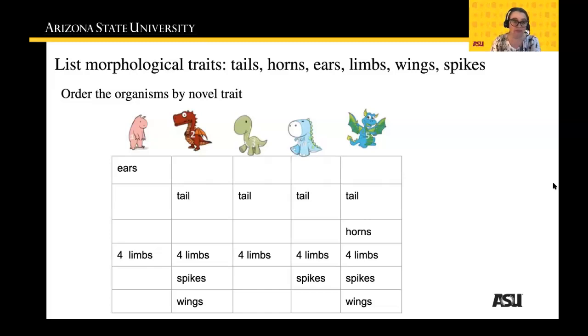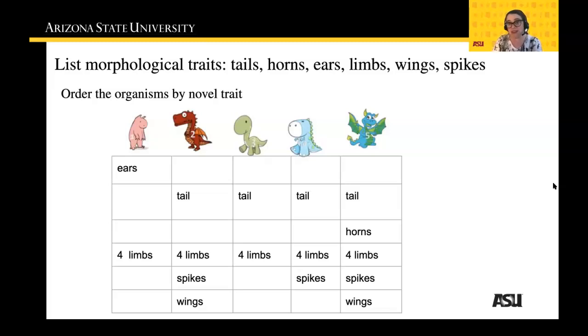And it looks like the first one has ears, the pink guy, but none of the other ones look like they actually have ear flaps or ears, right? The next 4 have a tail, but that first one does not look like he has a tail. Only one of them has horns, right? The guy on the end. And then all of them have 4 limbs. It looks like 3 of them have spikes and 2 of them have the wings.